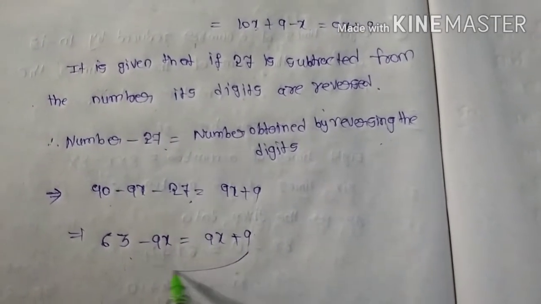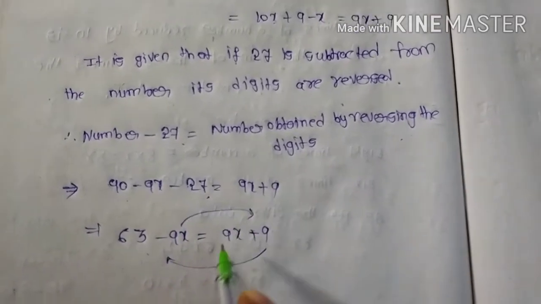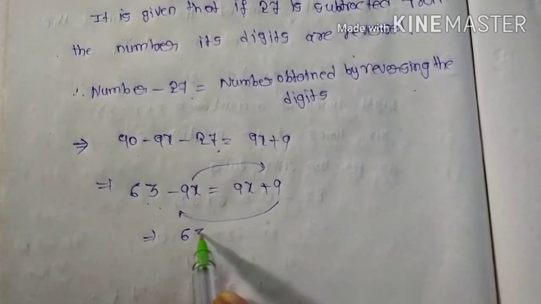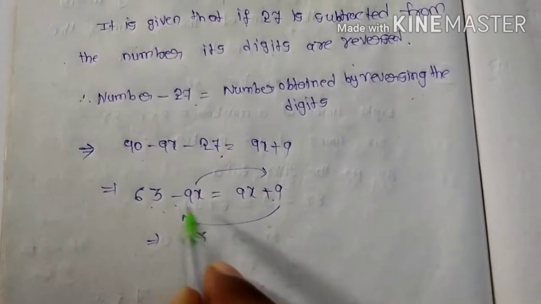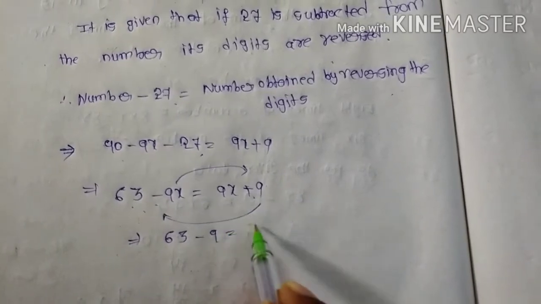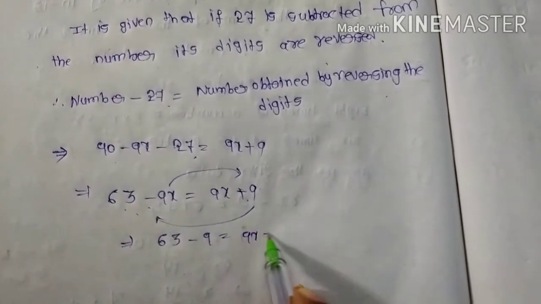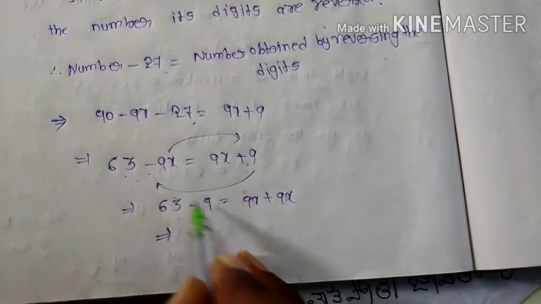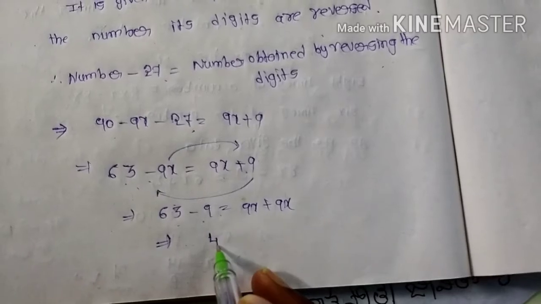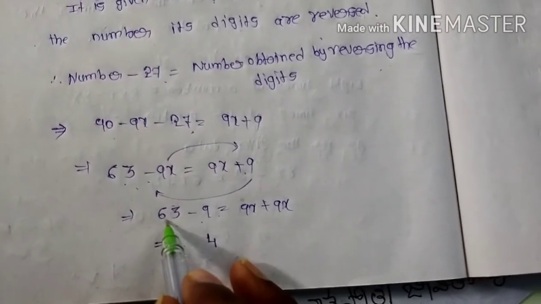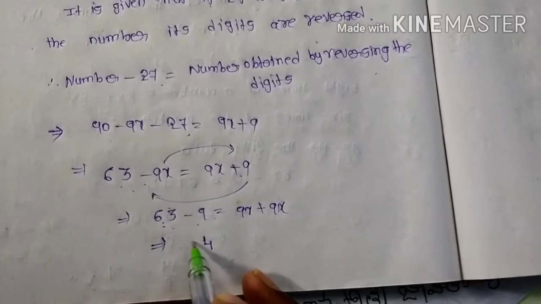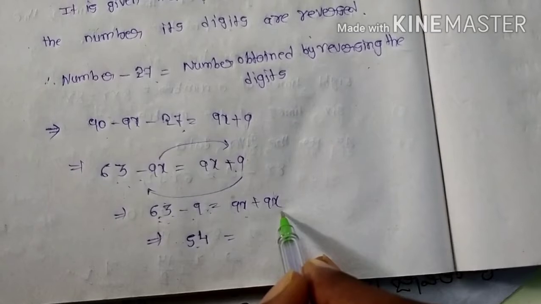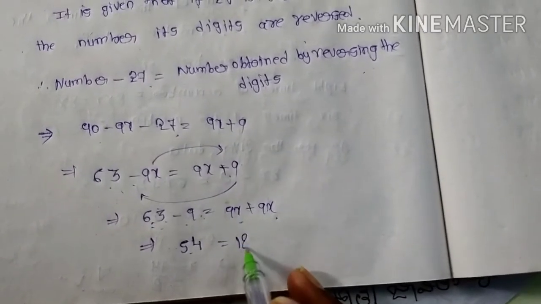Now we transpose 9 to the LHS and minus 9x to the RHS. That means we get 63 minus 9. The plus 9 becomes minus when transposed to the LHS. So 63 minus 9 is equal to 9x plus 9x. 63 minus 9 is 54. And 9x plus 9x is 18x.